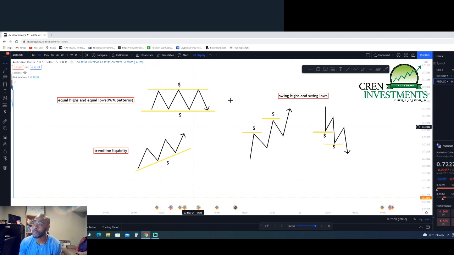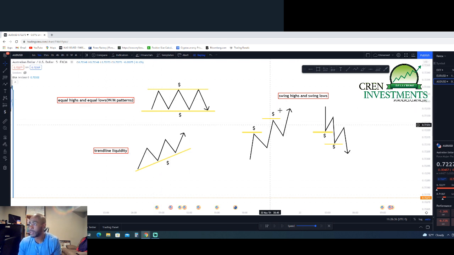The first one is probably the typical pattern that everybody's used to seeing: the equal highs, equal bottoms, W patterns. And then you have trendline liquidity, as it creates what I call baby highs or lows, or swing highs or swing lows, on smaller time frames. On the bigger time frames, it'll usually come and let me see if I can draw this real quick. Kind of sweep that liquidity and then take off.